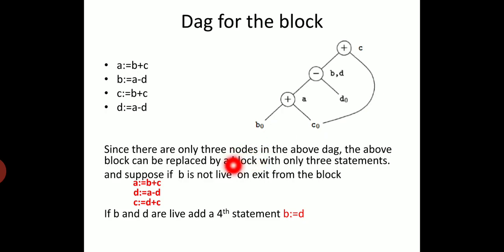That means we can use it like this: a equal to b plus c, then d equal to, instead of b, because b is not live, so we can use d here, b equal to a minus d, c is equal to d plus c. That means here we are maintaining d but not maintaining b, because b is not live. If both of them are live, that means we have to use a b equal to d statement also.